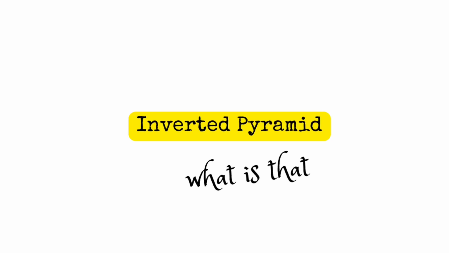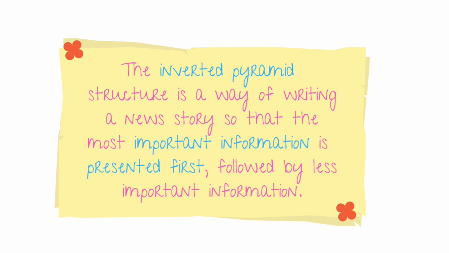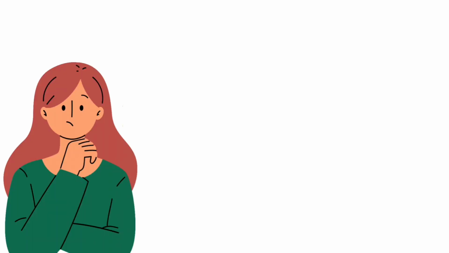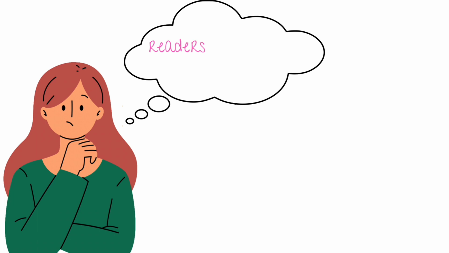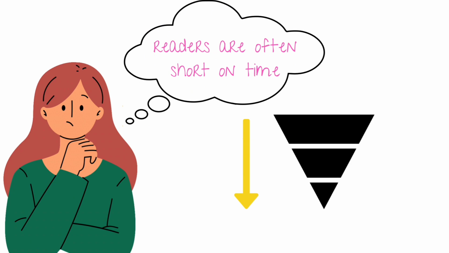So most news stories use inverted pyramid structure. But what is the inverted pyramid structure? This inverted pyramid structure is a way of writing news stories so the most important information is presented first, followed by less important information. This is done because the journalists know that the readers are often short on time, so they want to get the most important information from a story quickly and easily.